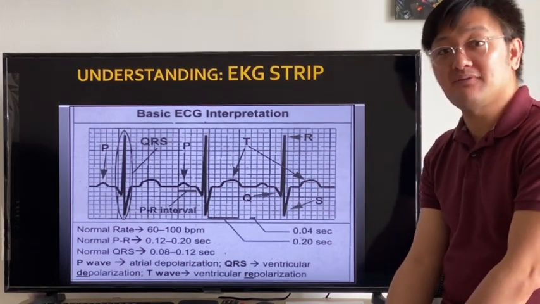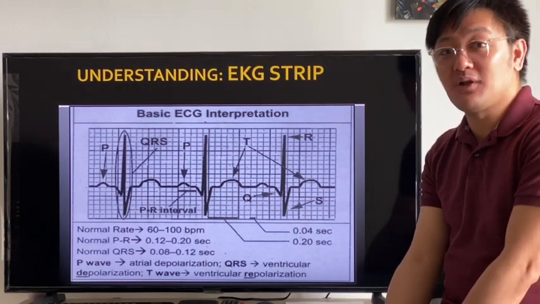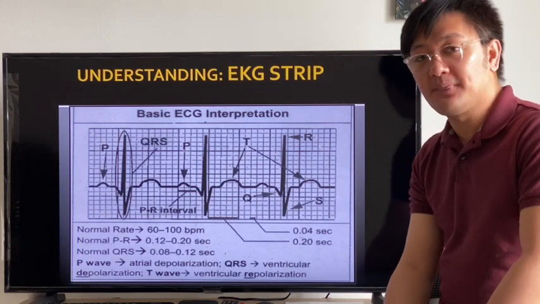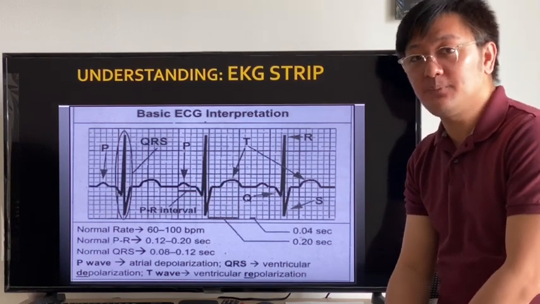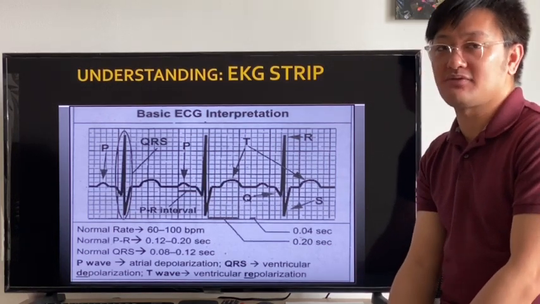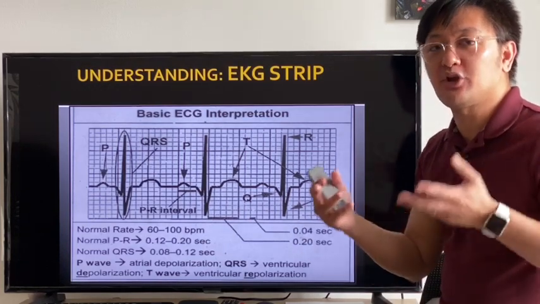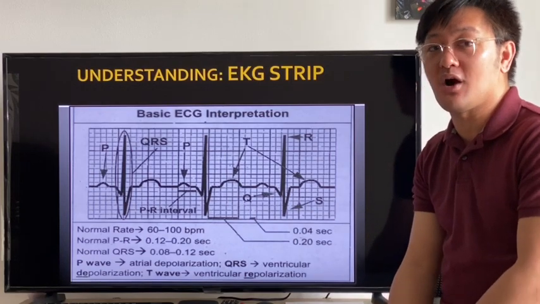We also have your PVC. We also have your AV blocks like your first degree AV block, second degree AV block Mobitz 1, second degree AV block Mobitz 2, third degree AV block, and we also have your asystole. So I will discuss all those tracings and somehow incorporate meds and management as we go along the way.